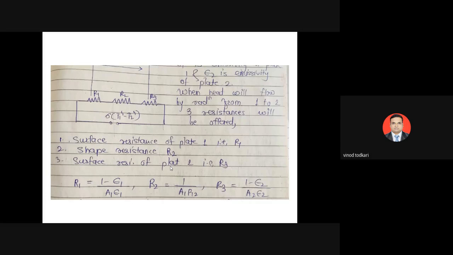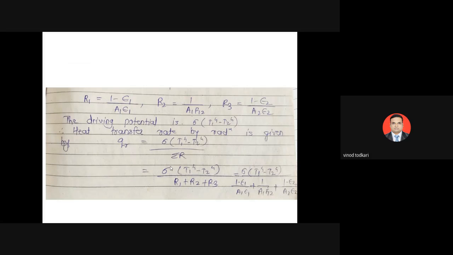Now, simply I have written the values of R1, R2 and R3. As we have discussed, R1 is 1 minus epsilon 1 upon A1 epsilon 1. Very simple formula: 1 minus emissivity upon area into emissivity. R3 is similar. As the plate is 2, 1 minus epsilon 2 upon A2 epsilon 2. And R2 is the shape resistance, 1 upon area into view factor. QR is equal to sigma into bracket T1 raised to 4 minus T2 raised to 4 divided by summation R. In summation R, I have written the values of R1, R2 and R3.